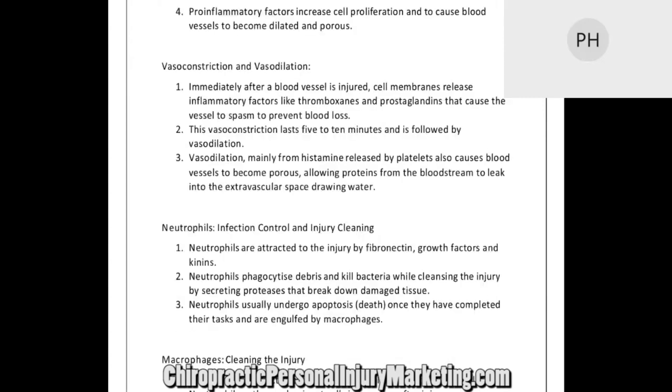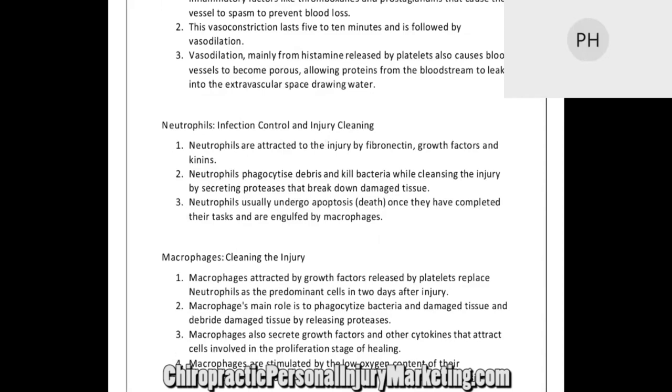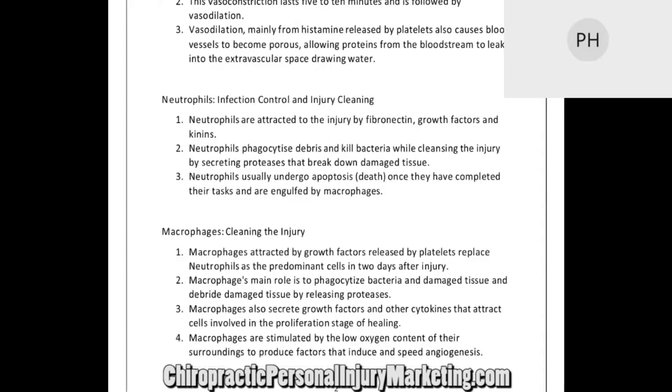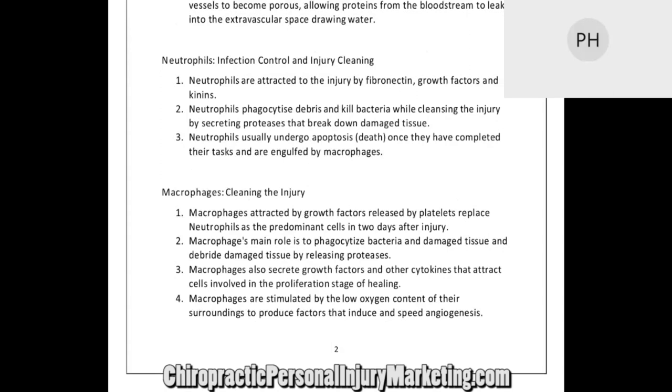All right, then we come into the neutrophils, infection control and injury cleaning. The neutrophils are attracted to the injury by fibronectin, growth factors, and kinins. Neutrophils phagocytize debris and kill bacteria while cleansing the injury and secreting proteases that break down damaged tissue. See, so we're walking through the healing process here. Neutrophils usually undergo death once they have completed their task and are engulfed by macrophages. So there's your neutrophils, your white blood cells. Macrophages. Cleaning the injury, macrophages.